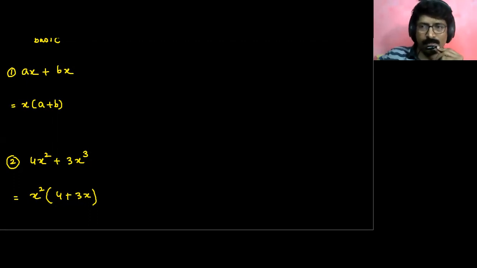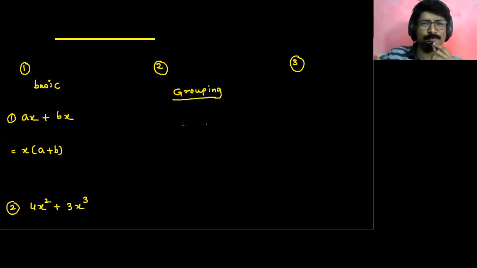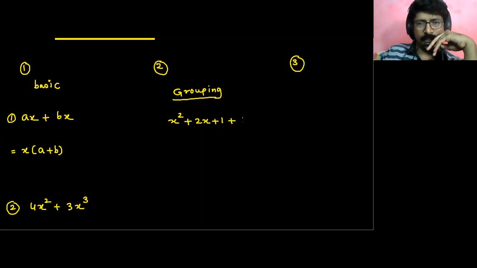Then there is something called as second type, that is called as grouping. Now what is grouping? Grouping means there would be four terms or five terms or six terms, something like this way. Like look at this, there could be something like this, x square plus 2x plus 1 plus, let's say, 3x plus 3, something like this way. Now what will happen, we can make these as one group. Okay, we can make these as a group.